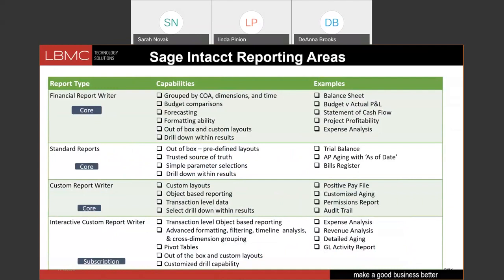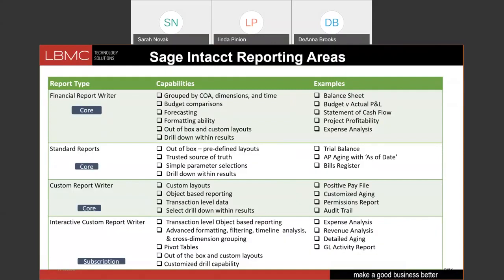We put these together because we have different ways to do reporting in Sage Intacct. And we've got 3 columns here. There's a different type of reporting, the capabilities of that type of reporting, and then some examples of reports that you would use with that report type.